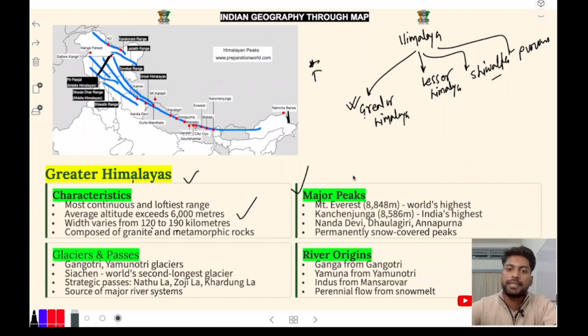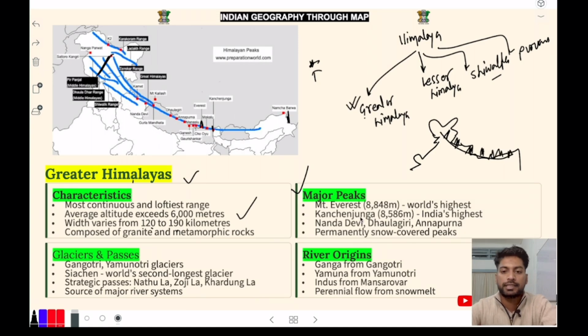Okay, major peaks. You can see lots of major peaks, like here, if it's visible, Mount Everest, Kanchenjunga and all. You have to place all the peaks. So in Greater Himalaya, you will see lots of peaks. You have to remember which peaks are in which state and all. We'll be discussing those peaks.